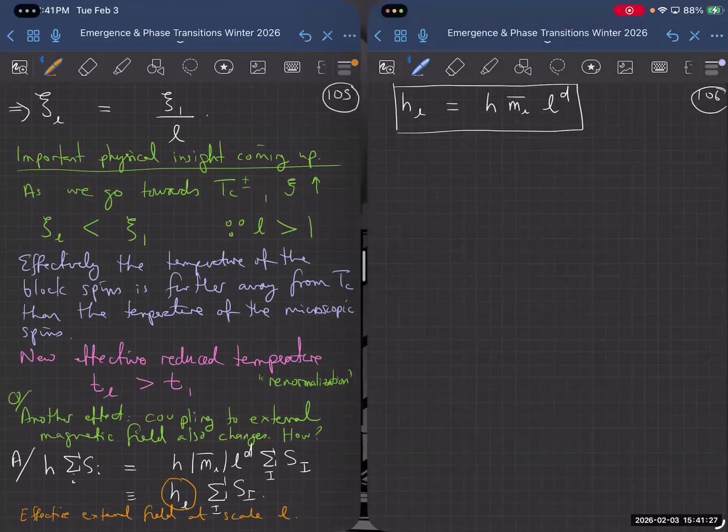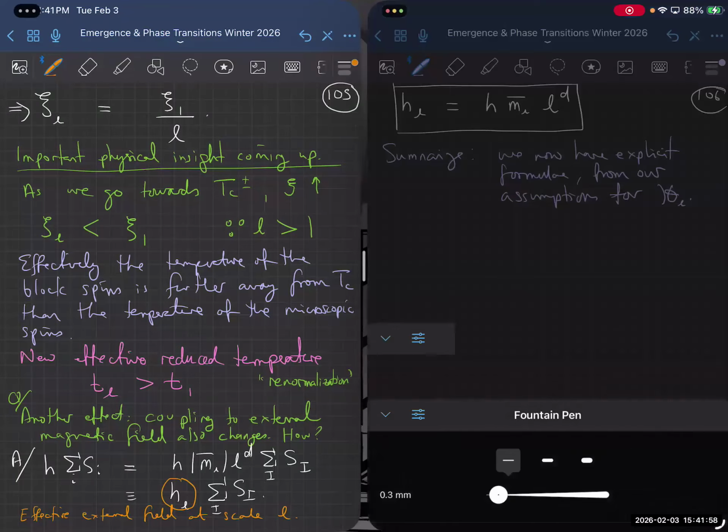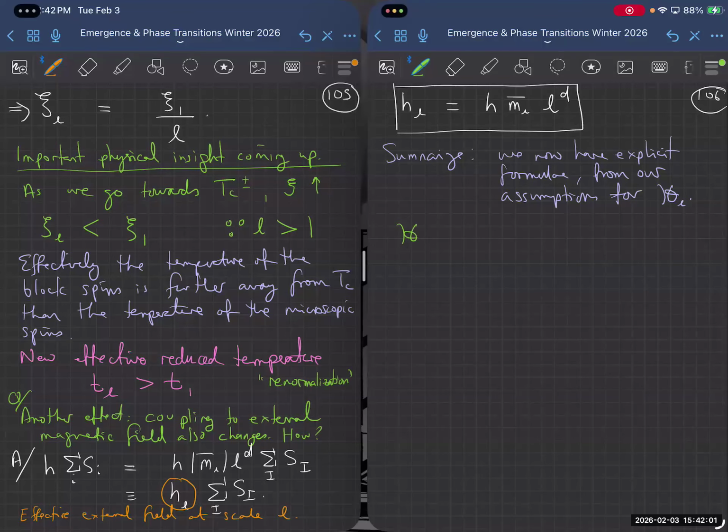so in summary, to summarize, we now have explicit formulae from our assumptions for the effective Hamiltonian at scale L. And the thing that's really crucial is that H_L has the same form as the microscopic Hamiltonian.